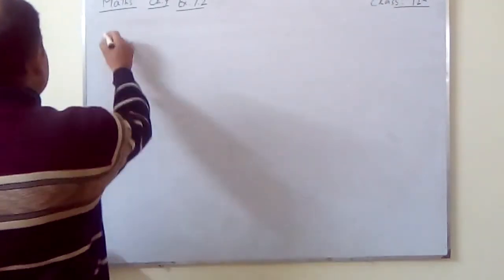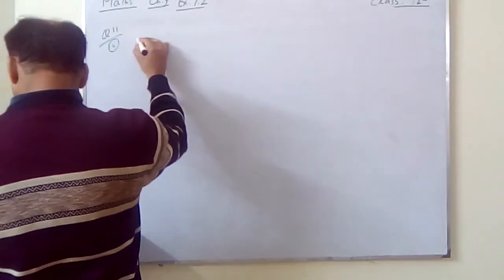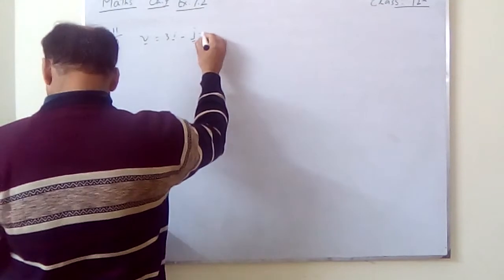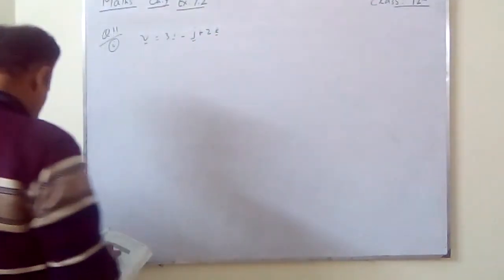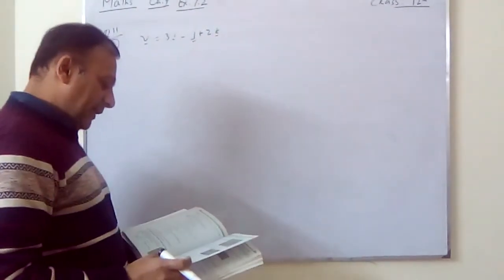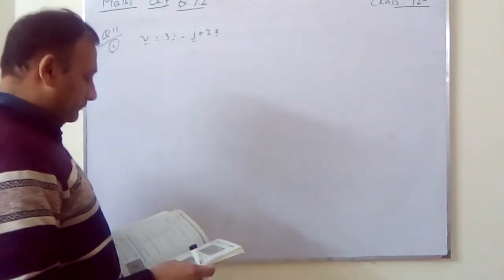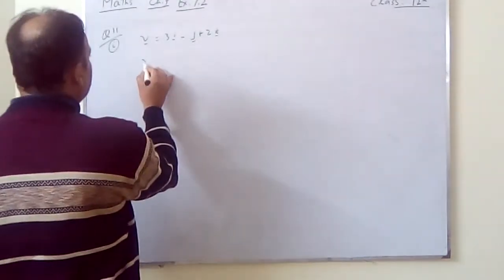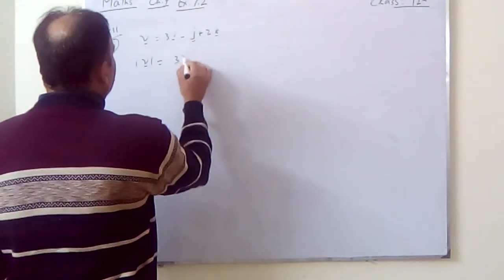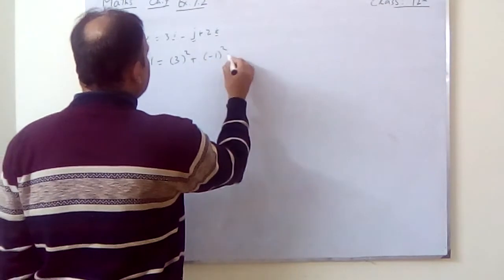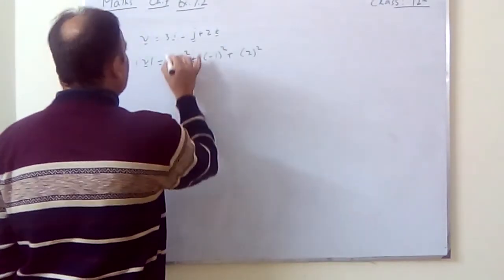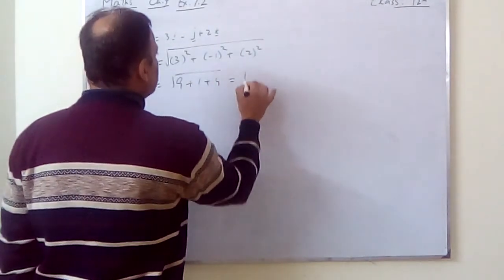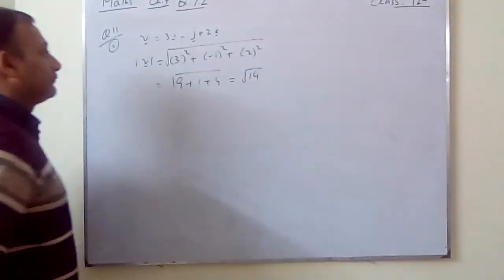Anyhow, the question number 11, part 1: v is equal to 3i minus j plus 2k. So what are the direction cosines here? First of all we take the magnitude of this one: 3 square plus minus 1 square plus 2 square, whole square root. So 9 plus 1 plus 4, that is square root of 14.